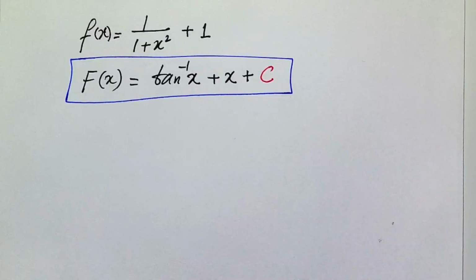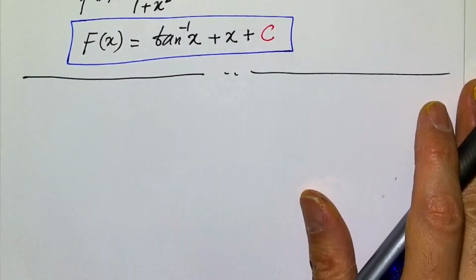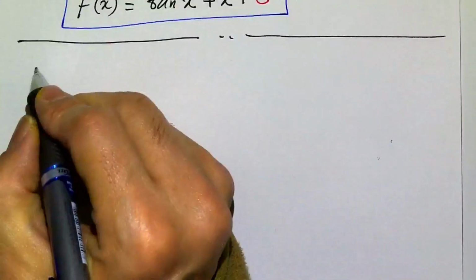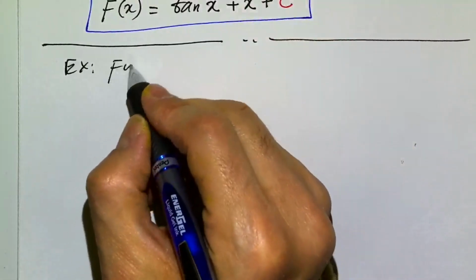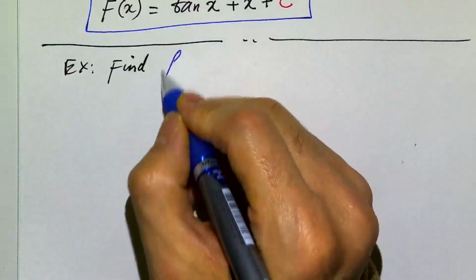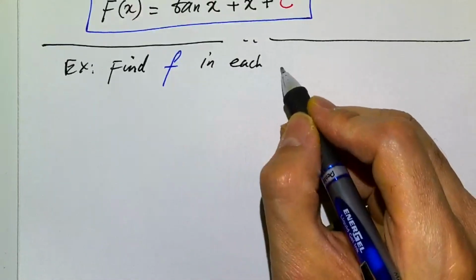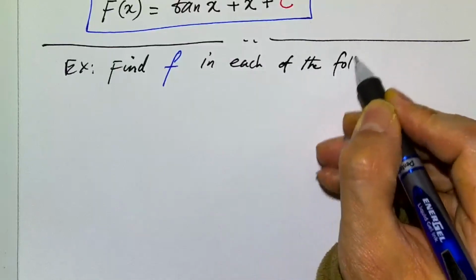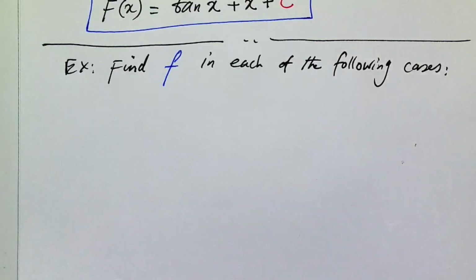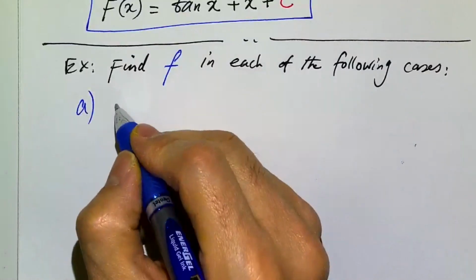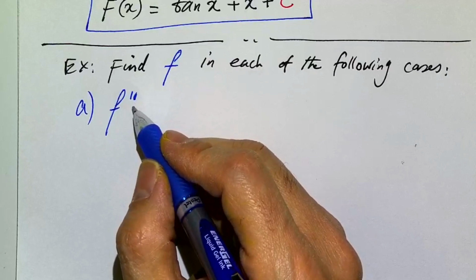And then let's do another example. This example is going to be a little bit different. So in this example, we want to find f in each of the following cases. So we have A. This is the f double prime, right? So what is that? That's the second derivative we have.